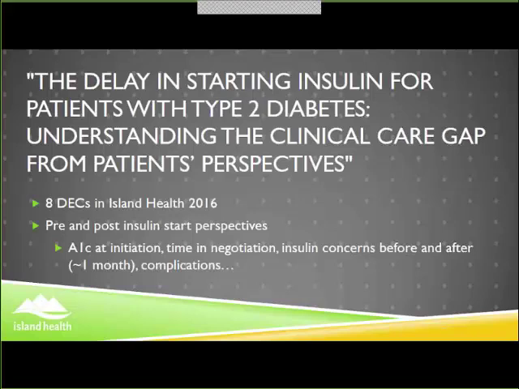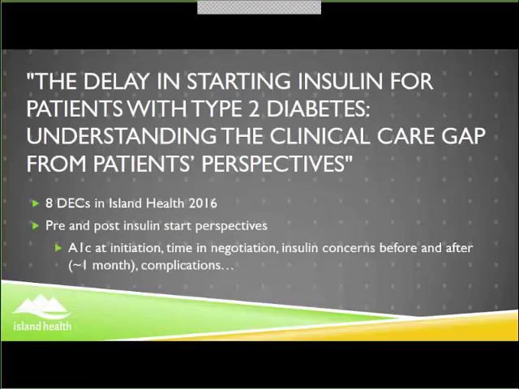So we involved eight diabetes centers. What we were really looking for was a pre- and post-perspective of a patient as they showed up, referred to start insulin, and returned later to let us know how they now felt about insulin. So we were looking at some basic things: what was the A1C at initiation, how long were they speaking to their provider about insulin, like, geez, you should go on insulin, and there's a bit of a negotiation period going on. Looking primarily at their concerns before and after.